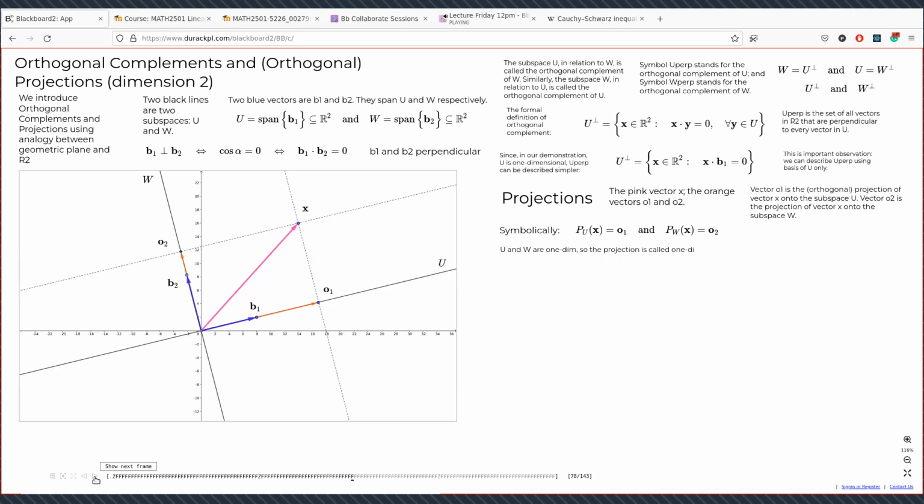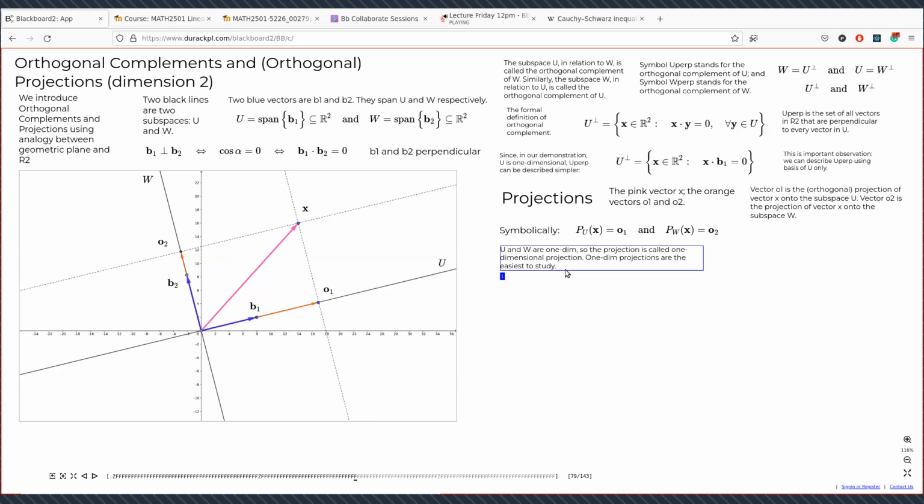U and W are one-dimensional, and that's a great help for projections, as it is very similar to what happened here. U and W are one-dimensional, so the projection is called a one-dimensional projection. One-dimensional projections are easiest to study, that's right. We will need to study projections in higher dimensions, we'll get to this.